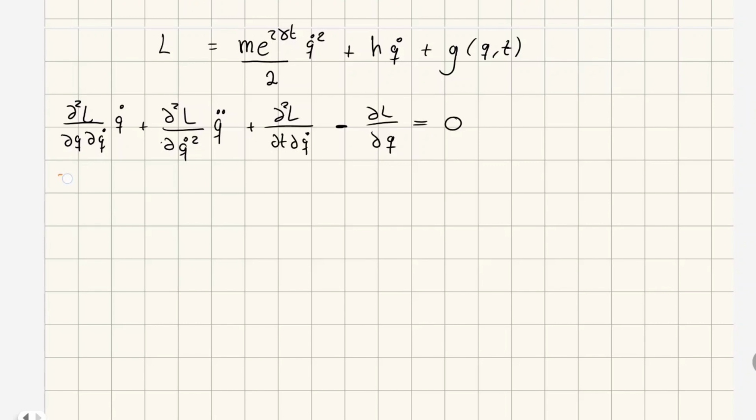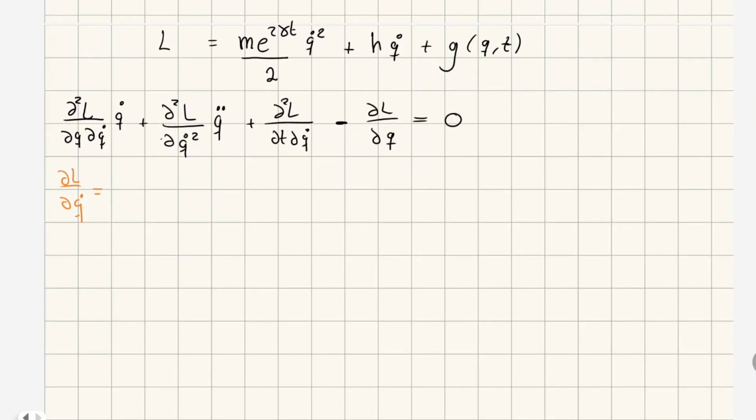So let's begin with that. Let me calculate the partial of L with respect to q dot. That is very easy to notice: that will be m over 2 e to the 2 gamma t q dot times 2, that will cancel with this 2 over here, and then plus h.